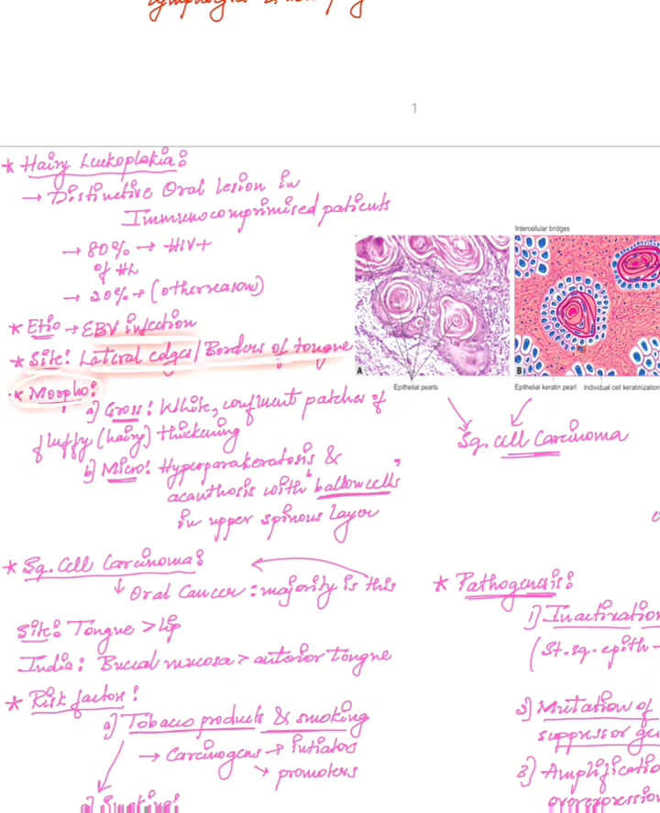The morphology of hairy leukoplakia, in gross, is white confluent patches of fluffy, which means hairy, thickening. In microscopic study, it shows hyperkeratosis and acanthosis with balloon cells in the upper spinous layer.